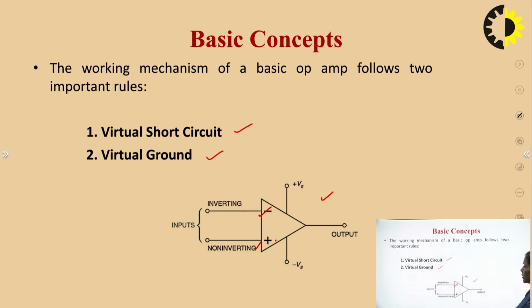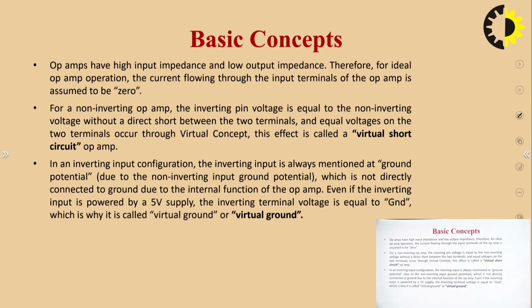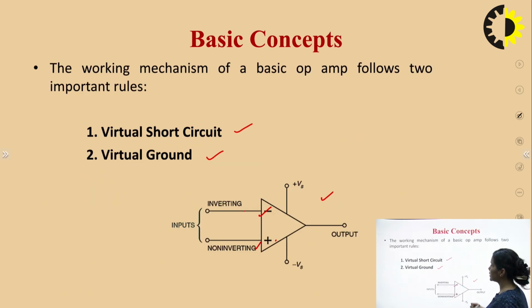And virtual ground means that if the non-inverting terminal is grounded, then the inverting terminal will automatically be considered grounded. Let's see why it's happening, why we are taking these two rules. As we know, Opamps have high input impedance and low output impedance. Since it has very high input impedance, it will not allow any current to pass into it.